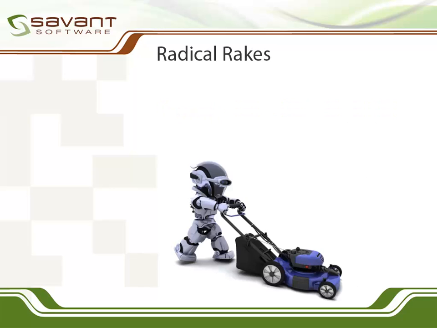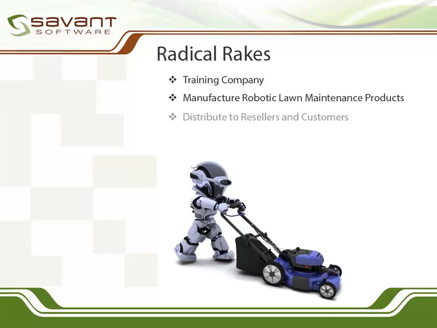To keep our videos consistent throughout this training series, we have created a demo company called Radical Rakes. Radical Rakes is a manufacturer of robotic lawn maintenance products. They distribute their products through a multi-channel that includes retailers and the Radical Rakes online store, which sells direct to end customers. Radical Rakes distributes their products through a single warehouse facility.